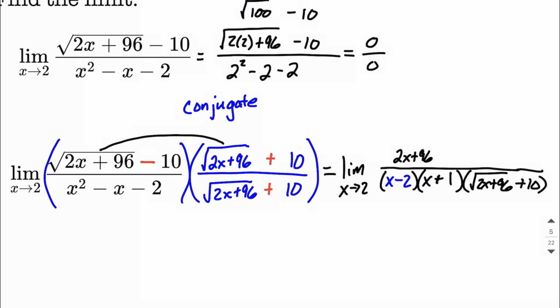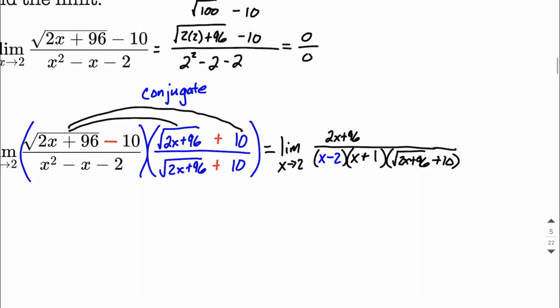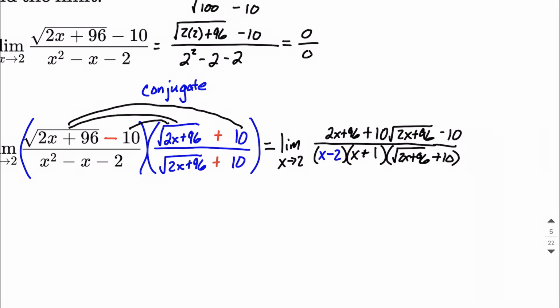All right, next, let's go ahead and multiply the square root of 2x plus 96 is going to get multiplied by a positive 10. Try to write this out as we go. So plus, we'll leave the 10 on the outside, the square root of 2x plus 96 multiplied by that. Now let's move on to the negative 10. We need negative 10 multiplied by the first term, that square root. So minus 10 square root 2x plus 96. And then the negative 10 needs to be multiplied by the positive 10. So that'll make a minus 100 at the end.